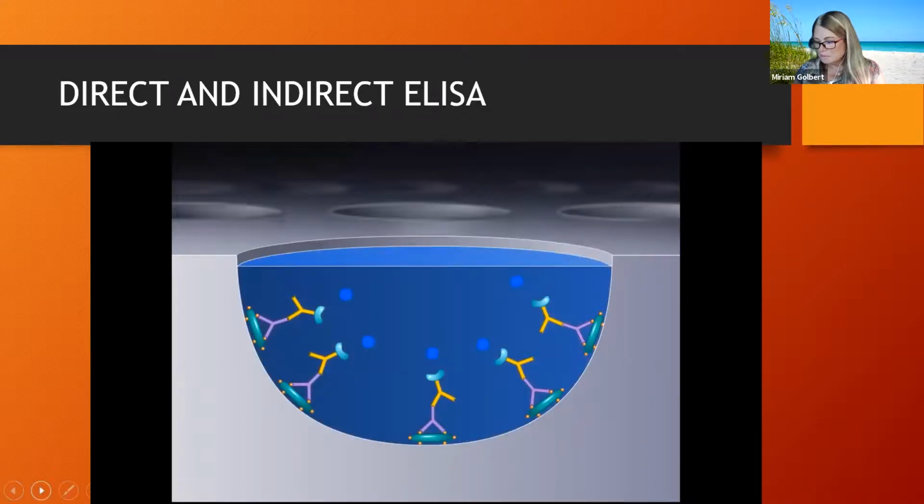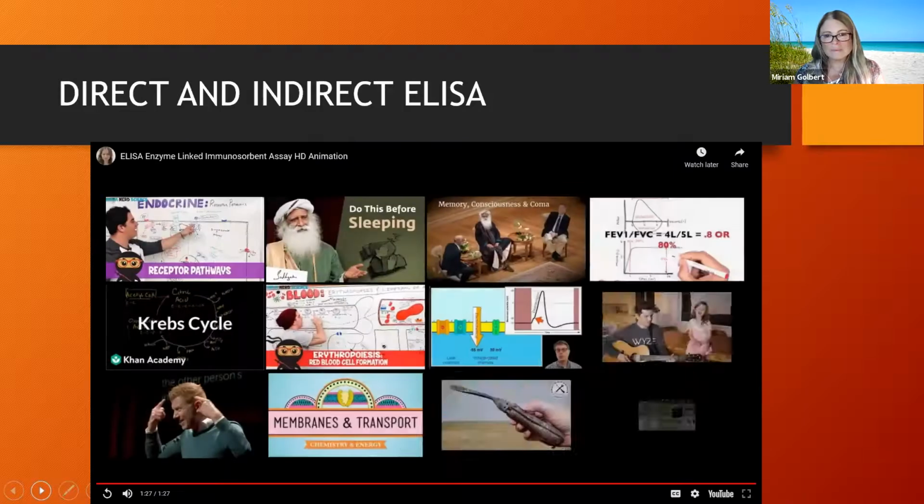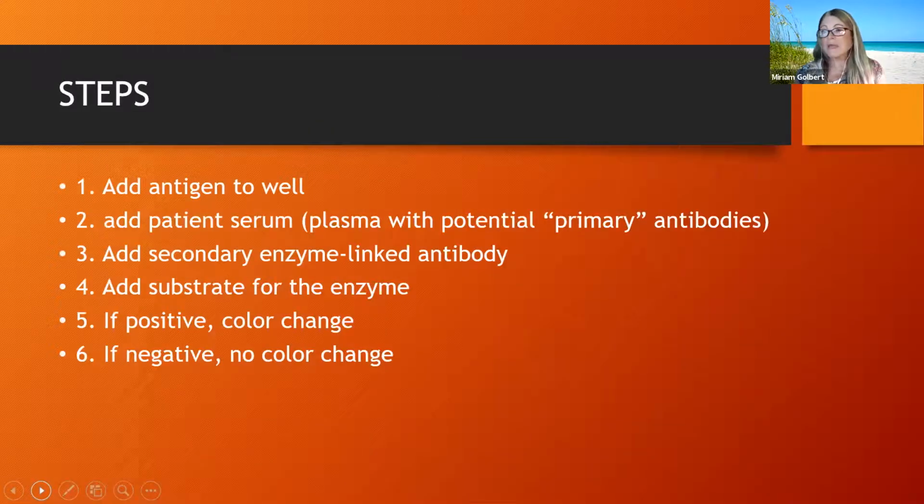So what you see, most of the labs, they will do the indirect type of ELISA, where you are looking for a specific antibody. So you know the antigen that you have to lay or cover the wells with. So the first step is to add that antigen, the known antigen, to the well. Then you add the patient's serum, which has the maybe antibodies to that antigen. And then you have to add a secondary enzyme-linked antibody that is going to recognize the antigen-antibody complex.